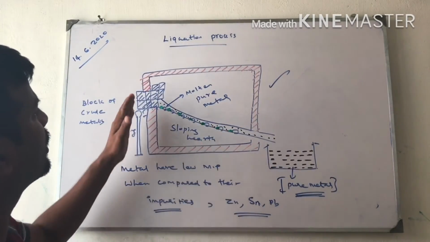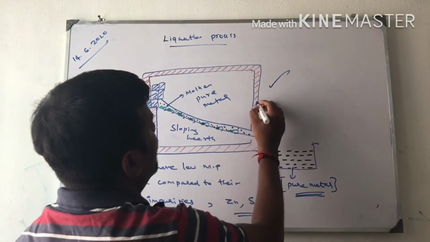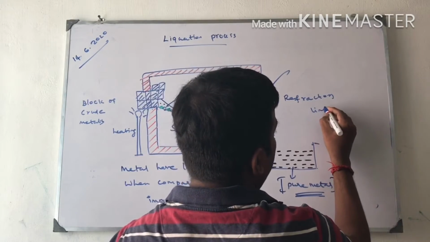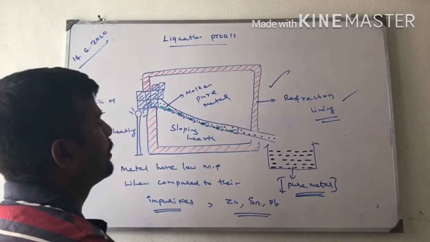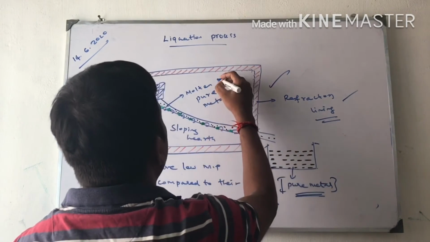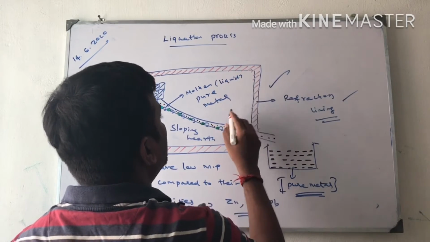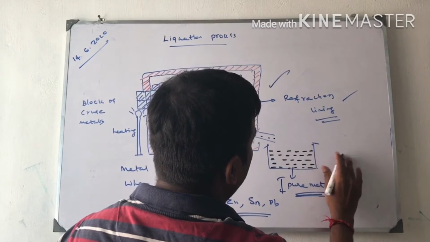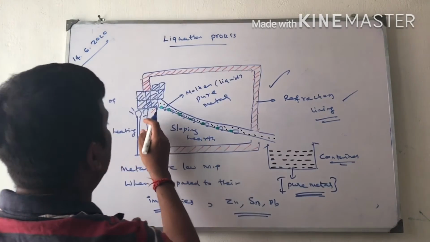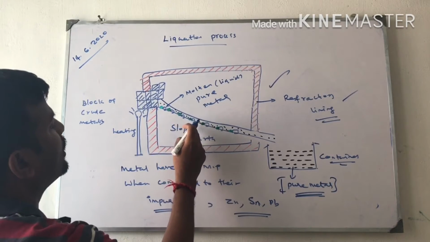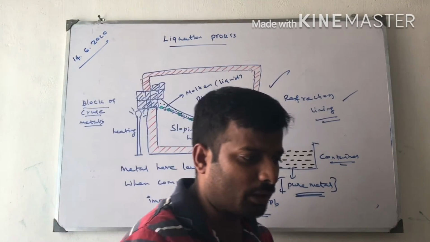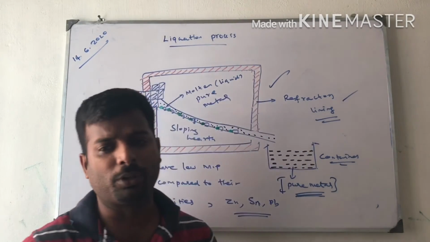From this diagram, it is surrounded by a refractory lining, steel lining, which can withstand a higher temperature. The sloping hearth allows the molten liquid to pass through it. Molten pure metal comes out into a big container which allows only the liquid. The solid impurities are left behind in the gaps between the blocks. In this way we can separate the low melting point metal from the impurities.